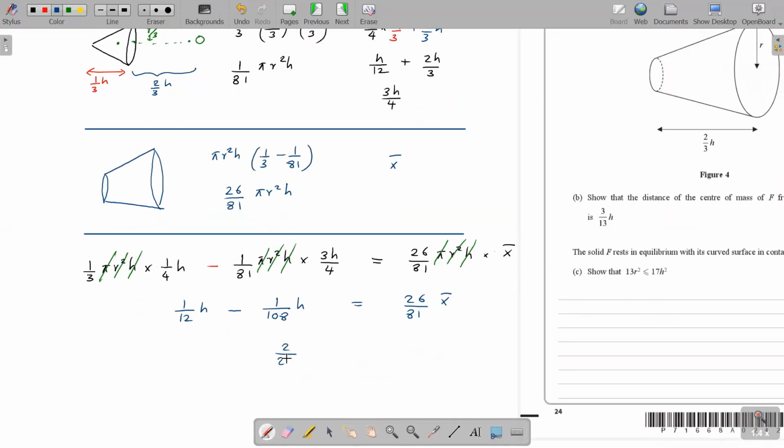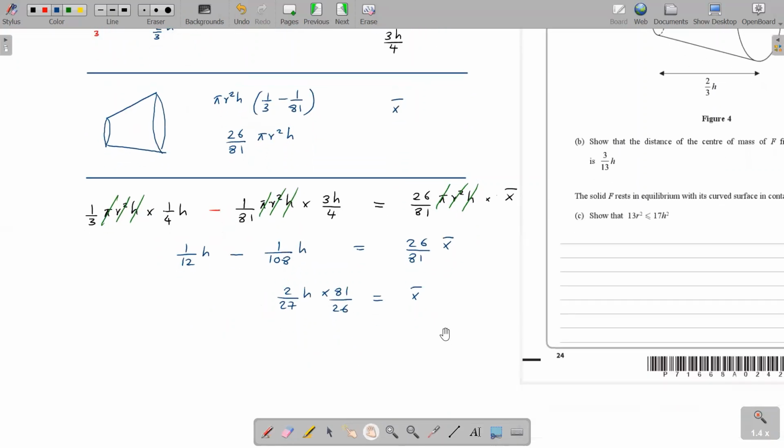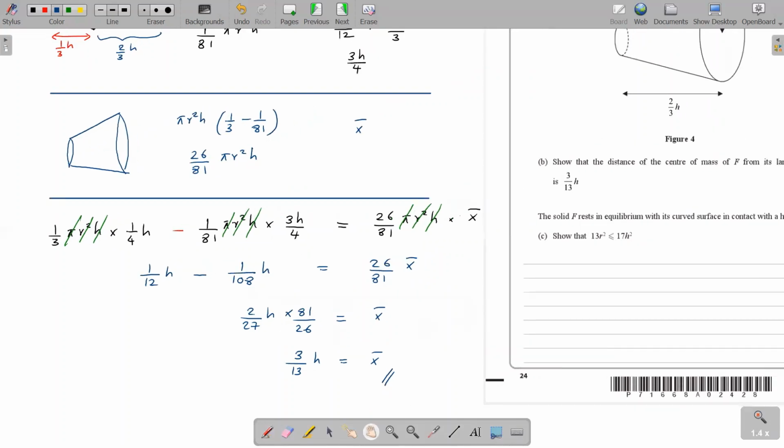So 2/27h. Shall I bring the 26 and 81 to the other side? 81 comes up, 26 comes down. Do you agree? So 2/27 into 81/26. Do you get that? 3/13. So x bar is 3 over 13h. Agreed? So this is what we had to show. Okay, let's go.